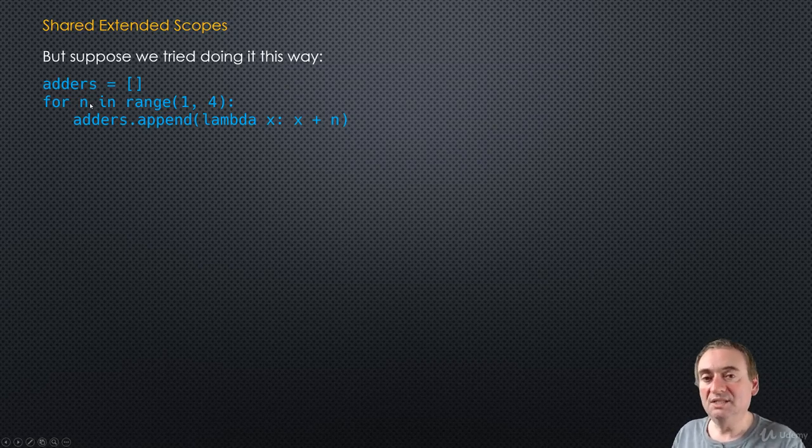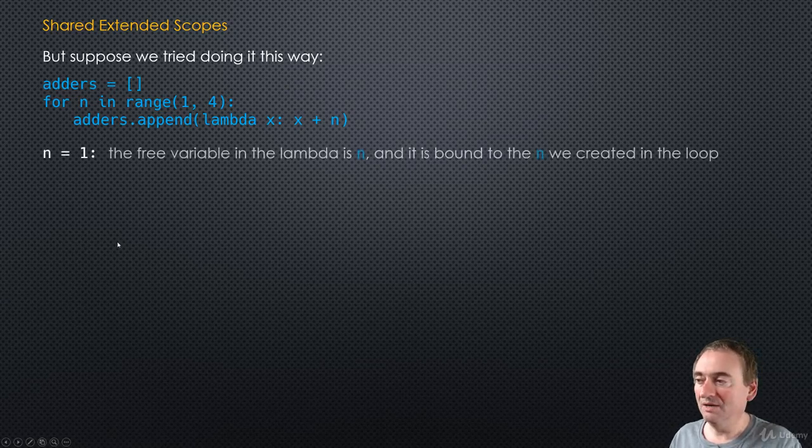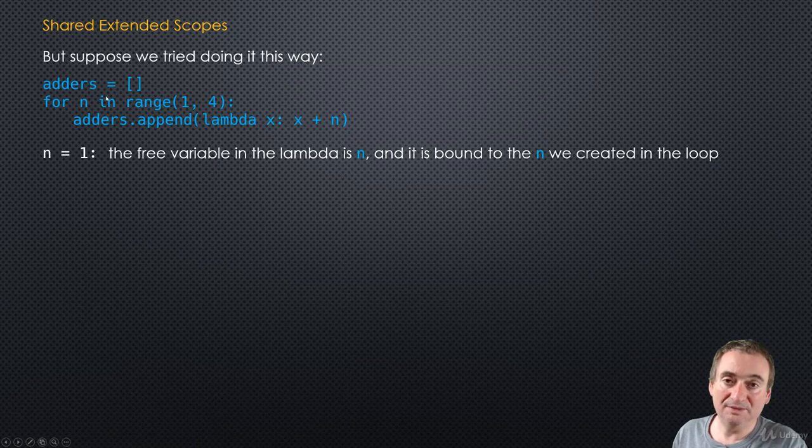So what happens? A cell is now created, and this n points to that cell, and that n points to the same cell. And that cell currently points to the value n equals 1 when we have our first iteration. So when n equals 1, the free variable in the lambda is n, and it's bound to the n that we created in the loop, essentially.